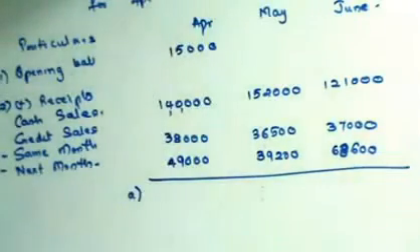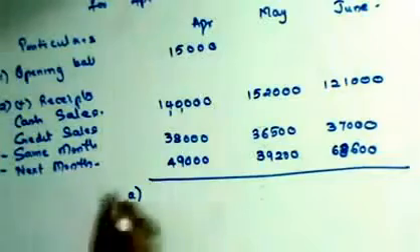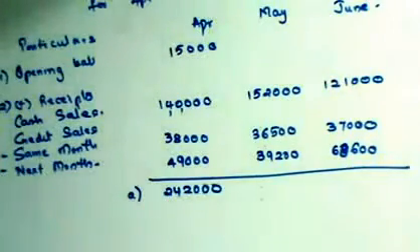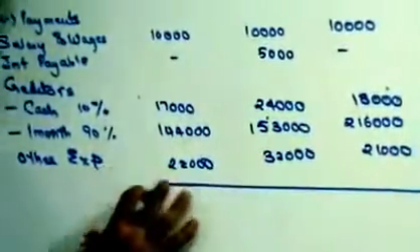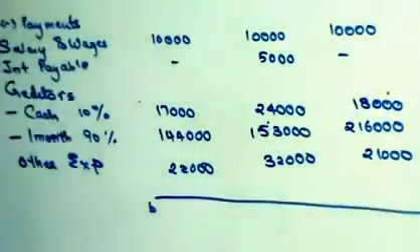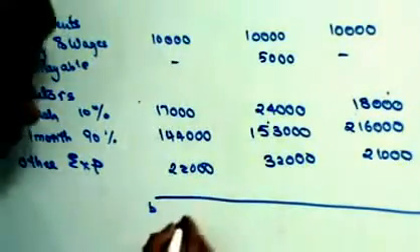Someone add all those four figures and tell me how much is that? 2,42,000. Someone please add the B figures and tell me how much is this? That's 10, 17, 144 and 22. 193,000.